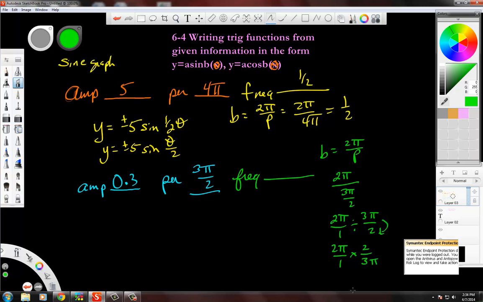That would have to be flipped over, like that. And we would try to cancel, and nothing cancels except the pi. So they go bye-bye. And the rest of this is 4/3. So the frequency is 4/3. And don't hate it because it's a fraction and it looks funny. So our final answer, y equals plus or minus 0.3 sine of 4/3 theta, or 4 theta over 3.